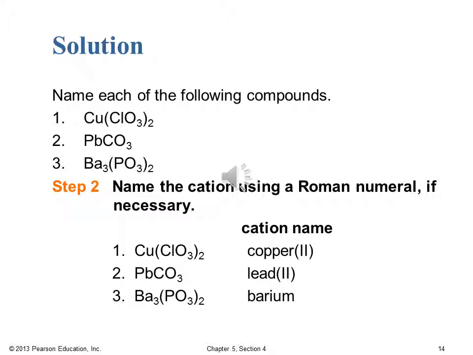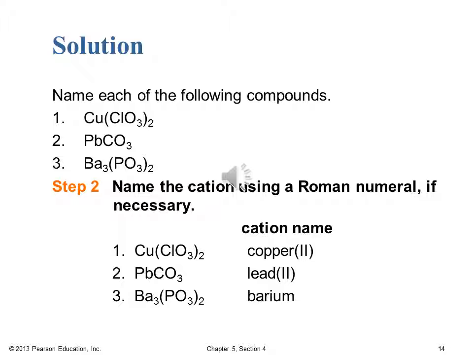Moving on to step 2, we now name the cation using a Roman numeral if necessary. So in the case of copper and lead, it is necessary because copper is a transition element that's not silver, zinc, or cadmium, and so we need to name that as copper, open parenthesis, Roman numeral 2, close parenthesis. How did we figure out the 2? Well, we know that ClO3- is a singly charged anion, and therefore we have 2 of that polyatomic anion, so it's a 2-, so we need copper to have a 2+.